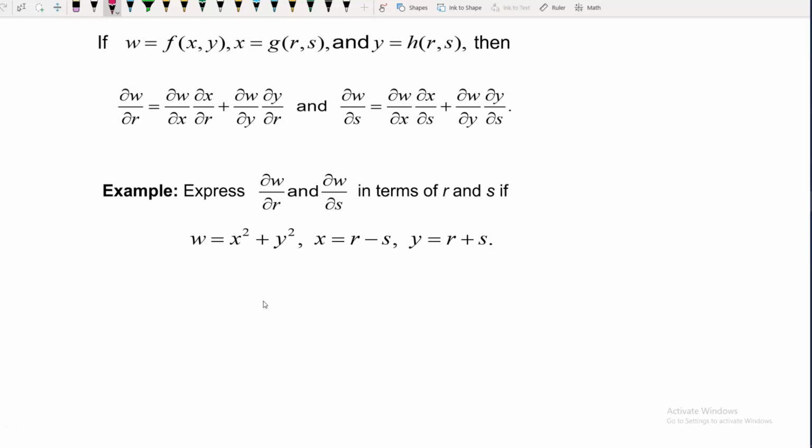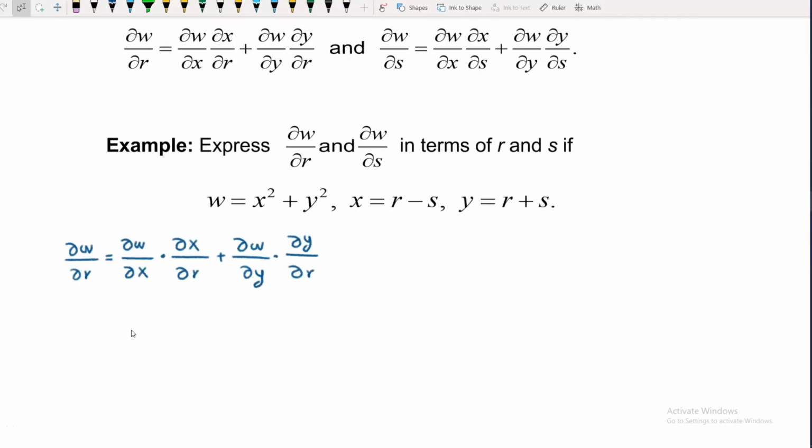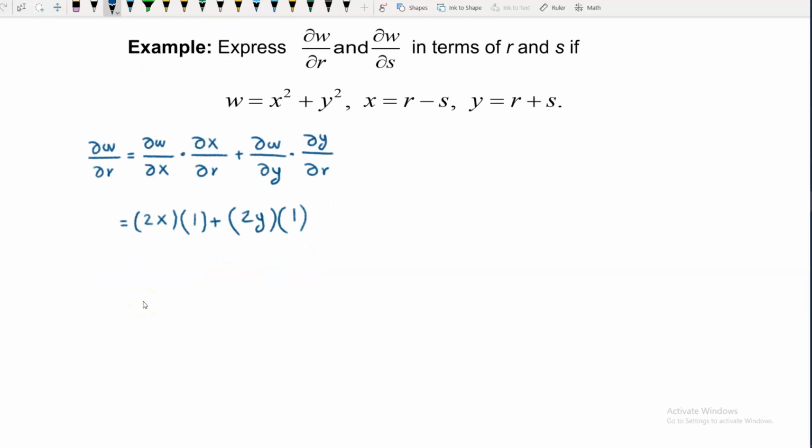Example: express the partial derivative of w with respect to r and the partial derivative of w with respect to s in terms of r and s, if w equals x squared plus y squared, x equals r minus s, and y equals r plus s. By the chain rule, the partial derivative of w with respect to r is equal to the partial derivative of w with respect to x times the partial derivative of x with respect to r, plus the partial derivative of w with respect to y times the partial derivative of y with respect to r. And this is equal to 2x times 1 plus 2y times 1.